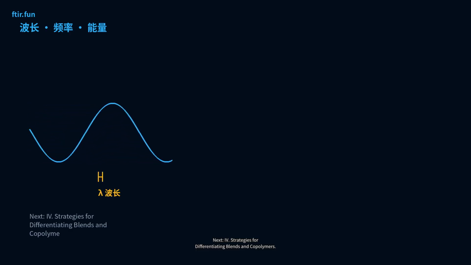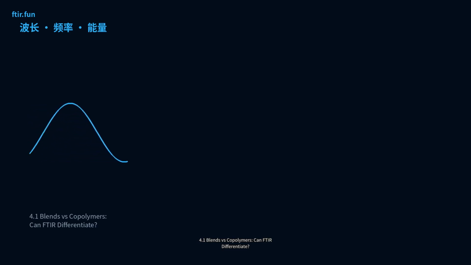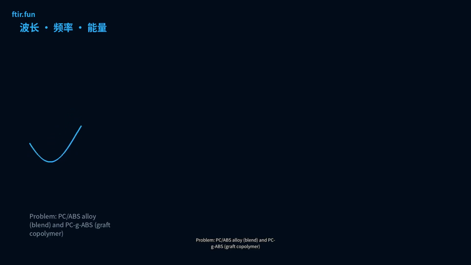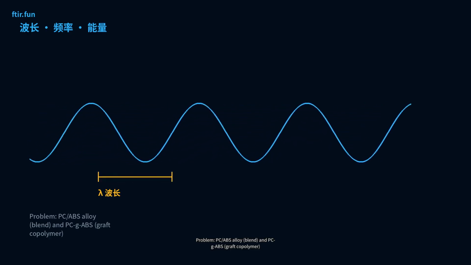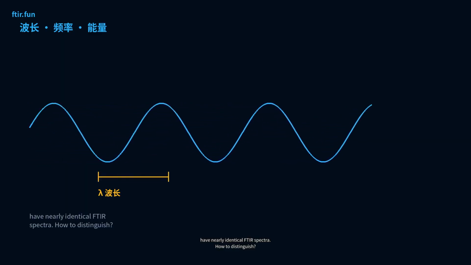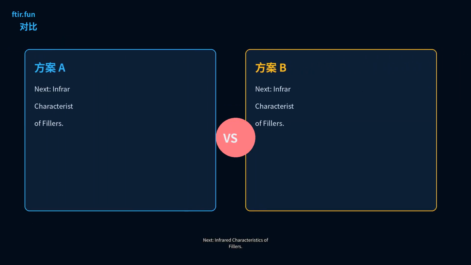Next, strategies for differentiating blends and copolymers. 4.1 Blends vs copolymers: can FTIR differentiate? Problem: a PC/ABS alloy blend and a PC-g-ABS graft copolymer have nearly identical FTIR spectra. How to distinguish?